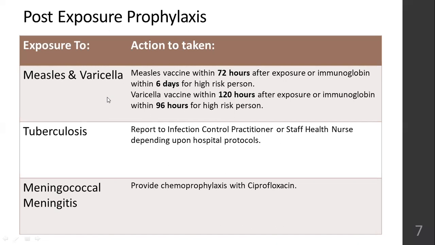If you don't get the vaccination, if there is any delay, within 6 days you can get the immunoglobulin, that is, directly get the antibodies. This is for the high risk person.